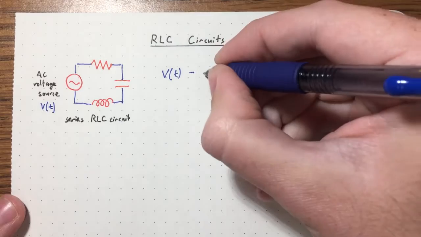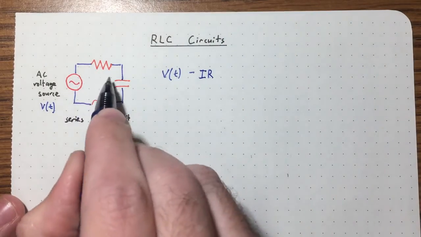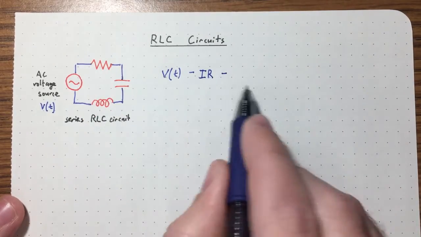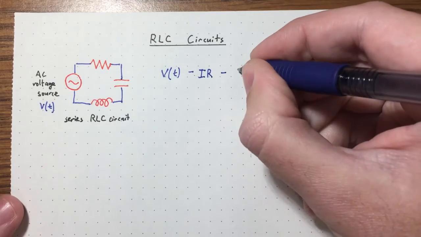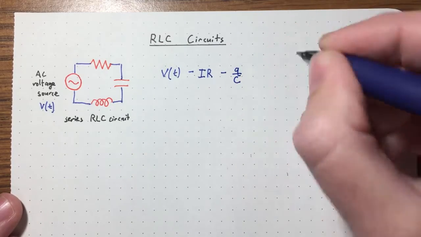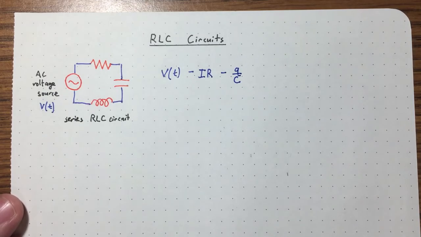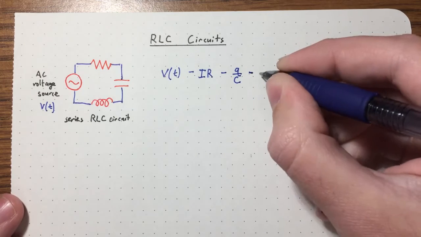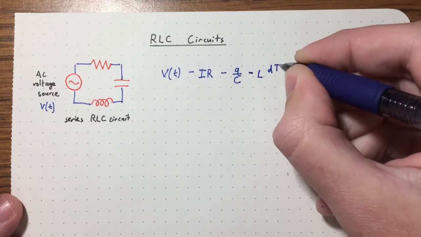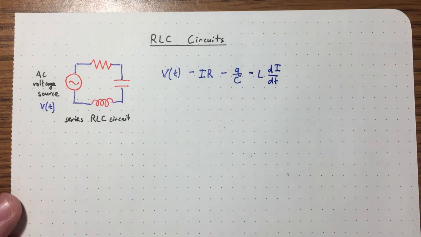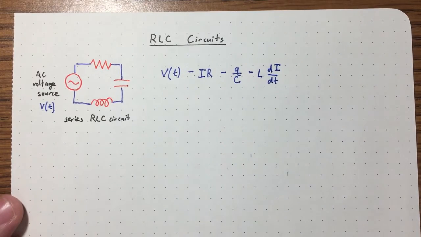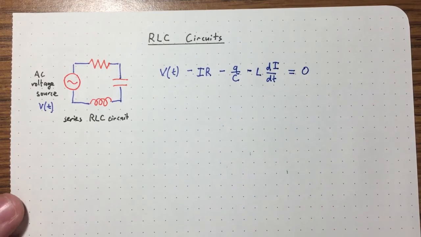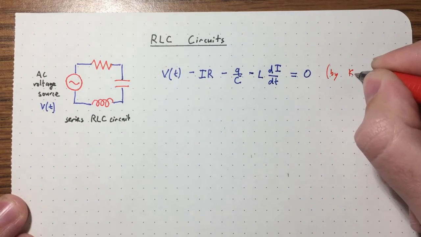Then we have minus IR. That's the voltage drop across the resistor. We have a minus sign because the voltage is decreasing. So it's very important that we include everything with its correct sign. Then across the capacitor, the voltage drop is Q over C, where Q is the charge. That's what we want to study. And across the inductor, the voltage drop turns out to be proportional to the derivative of the current, di/dt. L is the constant of proportionality, called the inductance. And Kirchhoff's second law tells us that this equals zero.